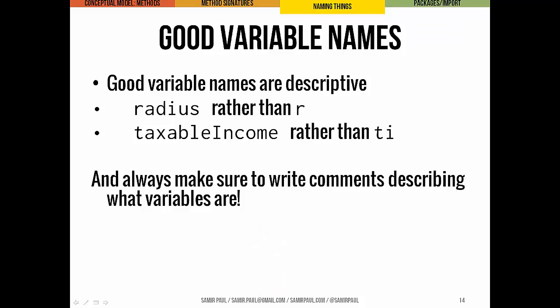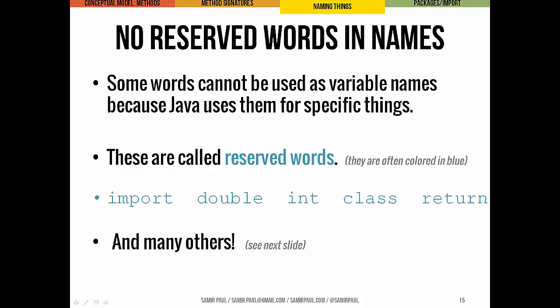Now, as you're naming variables, you want to make sure that you choose names that are truly descriptive. So radius rather than R, taxable income rather than TI. And you want to make sure that it's very clear to you in a year or to someone else reading your code what a particular variable means.